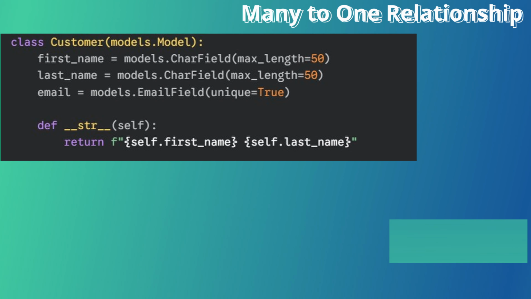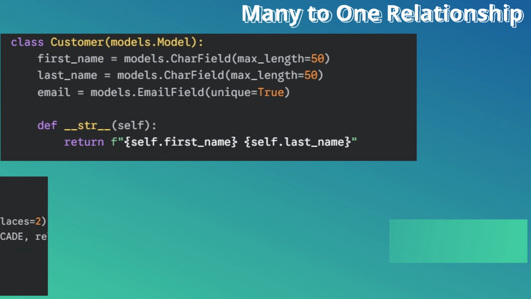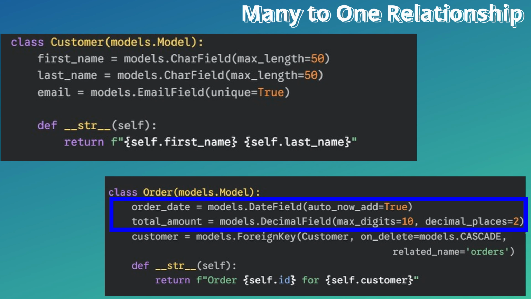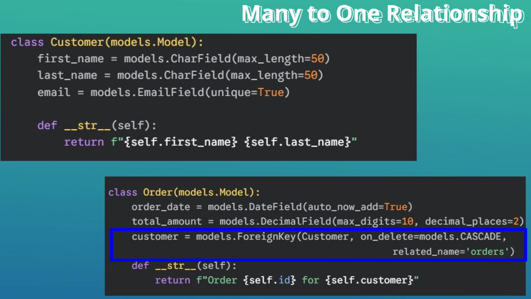Django model code. Customer model. Fields for first name, last name, and email. Order model. Fields for order date and total amount. Here, we can add as many fields as needed to the order model. The linking field is customer equals models.ForeignKey, customer, on_delete equals models.CASCADE, related_name equals orders. Models.ForeignKey, customer, links the order model to the customer model.